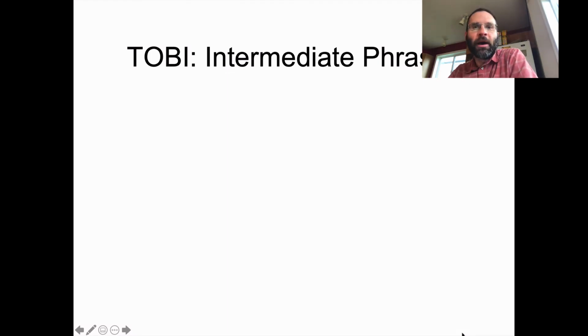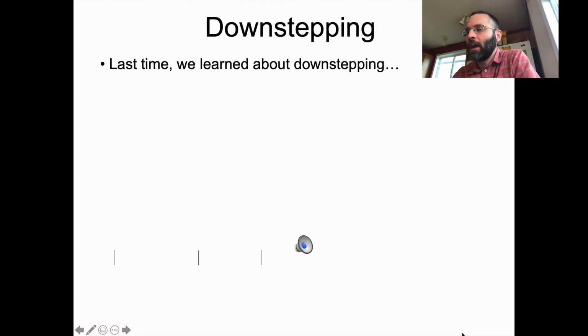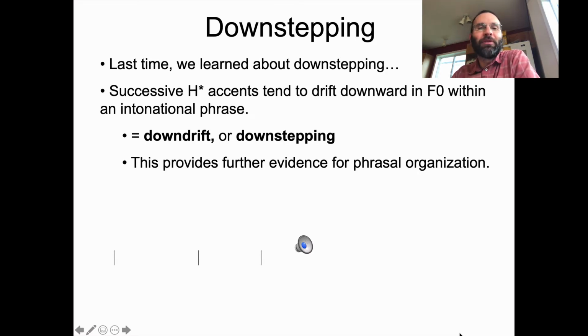We've talked already a little bit about intonational phrases, and we also talked last time about this phenomenon called downstepping. So we have specific words or syllables, stressed syllables within specific words, which get accented with pitch accents in the intonational system of English. We transcribe those with these H star or L star accents in the ToBI system. And we found out last time that when you produce an utterance, your F0 tends to drift downward as you go from the beginning to the end in an intonational phrase. So this phenomenon is known as downdrift or downstepping.